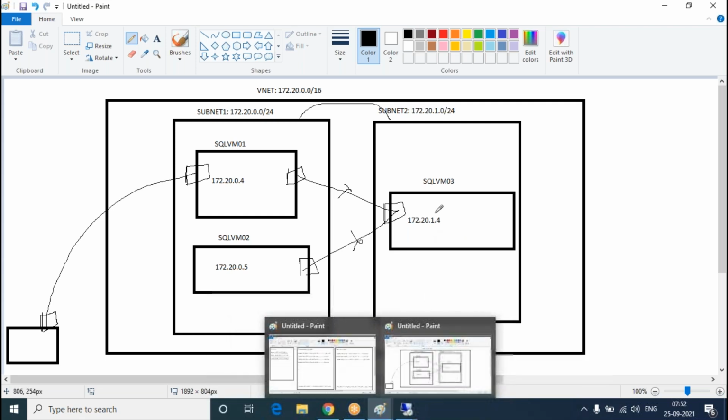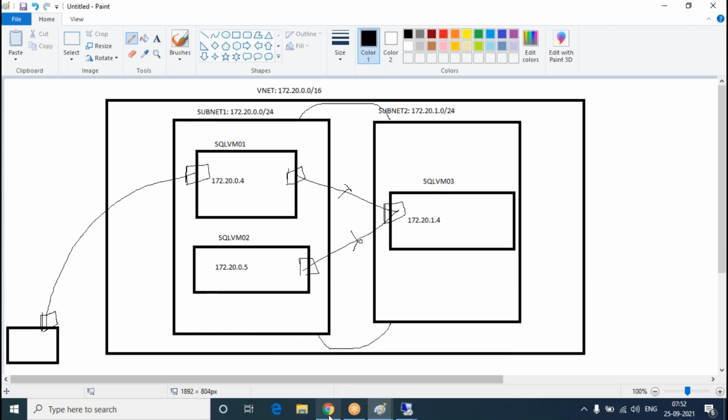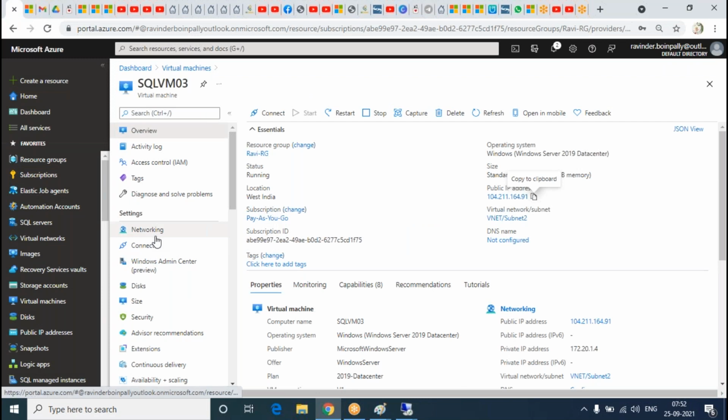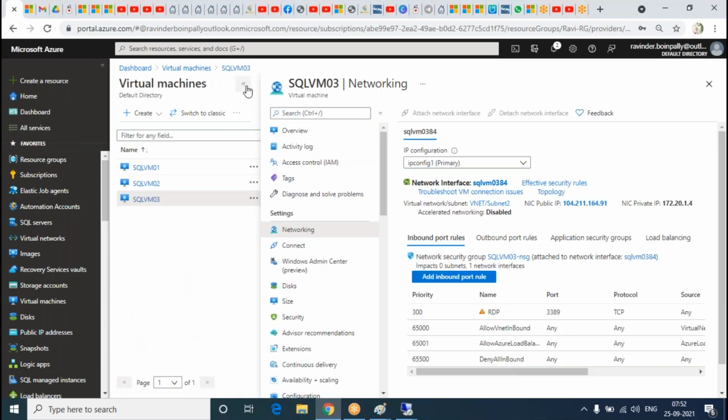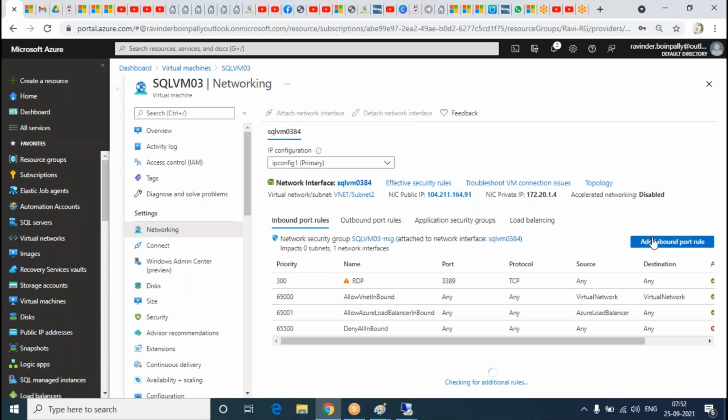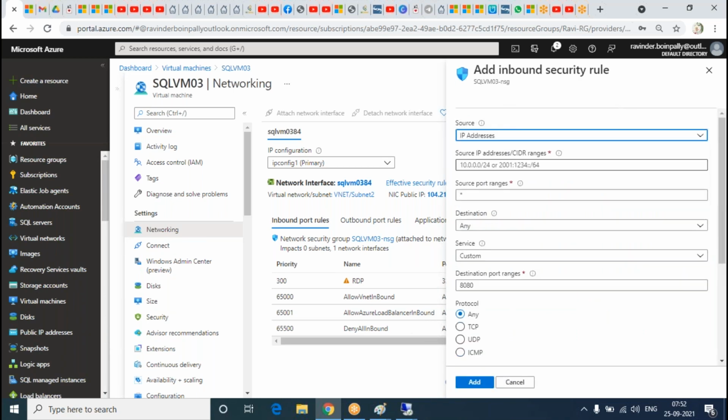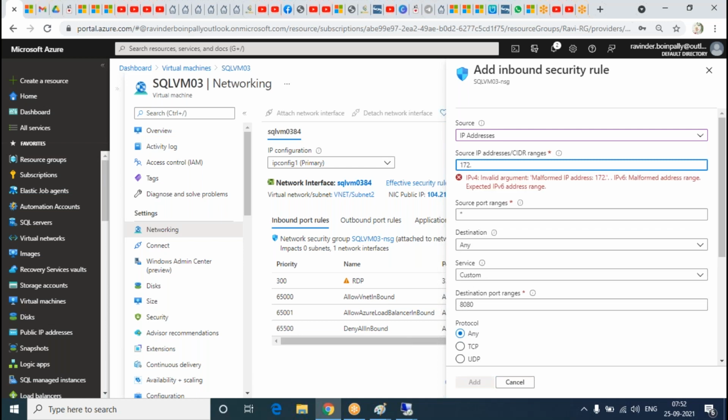So I have to go to SQL VM03 and define a rule. The rule is to add an inbound rule. I want to block a particular network. What is that network? 172, not net, it is a subnet network in this sense.